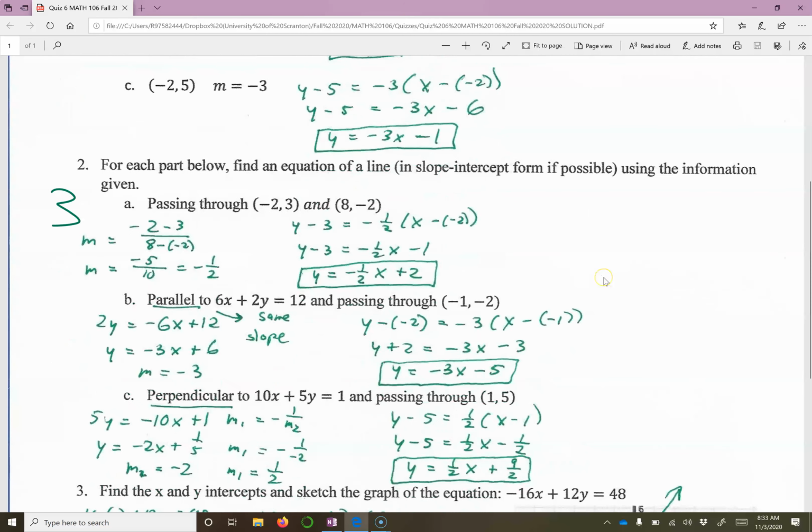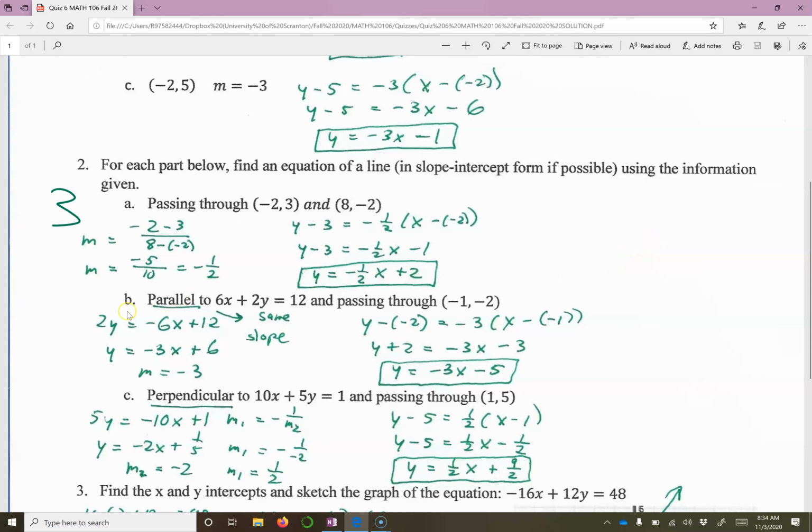All right, so the second one, more lines. For this first one in A, I gave you 2 points now instead of just a slope and a point. Because you have 2 points, you can calculate the slope. When you go ahead and do that, you get negative 1/2. And then you can choose any of the points to write the equation out. You'll get the same equation. I just chose to use negative 2 and 3. And again, you get y equals negative 1/2 x plus 2.